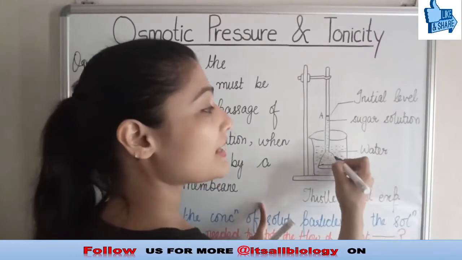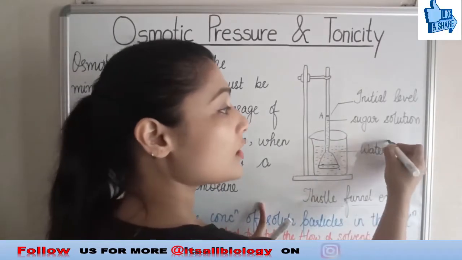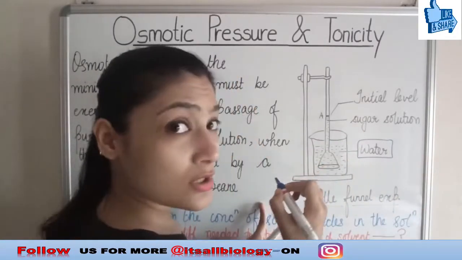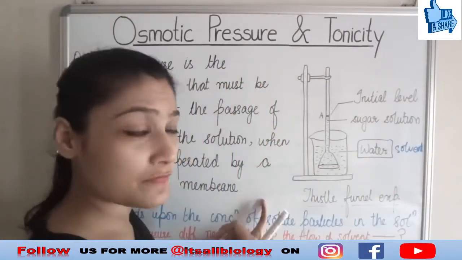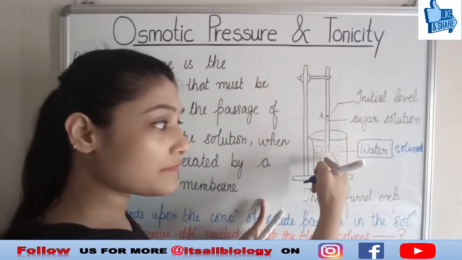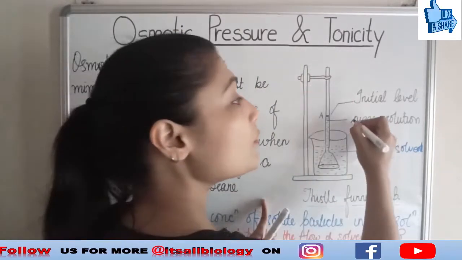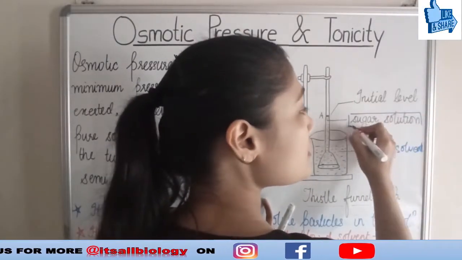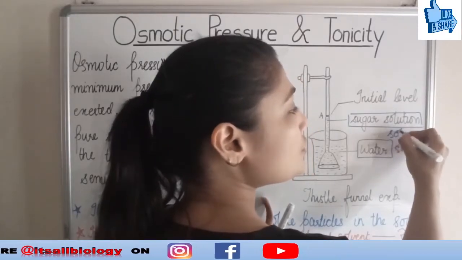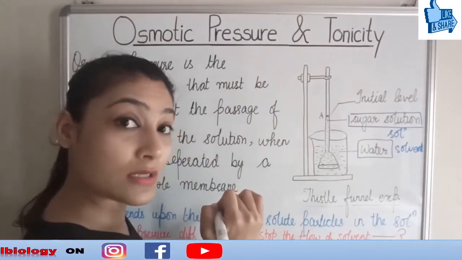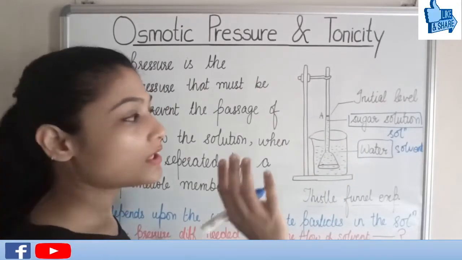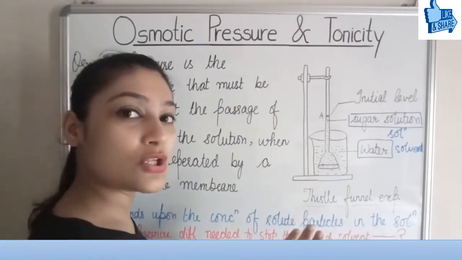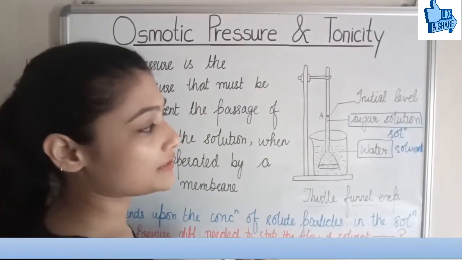Number one thing, inside the beaker we have a pure solvent. Okay, water is a solvent. Inside the Thistle funnel, this is the Thistle funnel, we have a solution. Clear? What type of solution is this? It is a sugar solution, which will have some solute as well as some solvent in it.